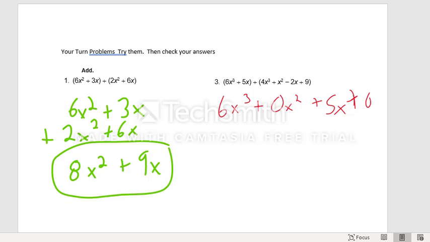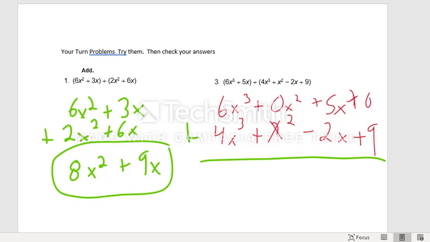And if we line the other one up, we have 4x cubed plus x squared minus 2x plus 9. Okay, now add them together. 6x cubed plus 4x cubed is 10x cubed. 0 plus x squared is x squared. 5x plus a negative 2x is 3x. And 0 plus 9 is 9.